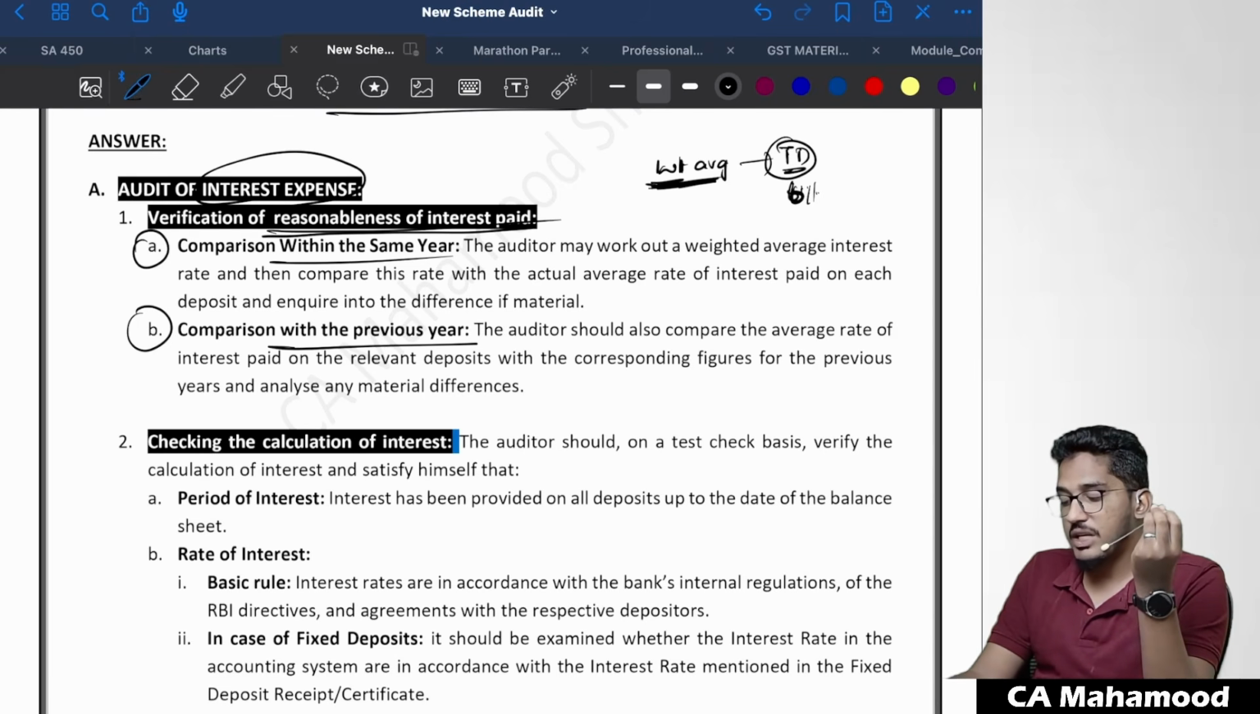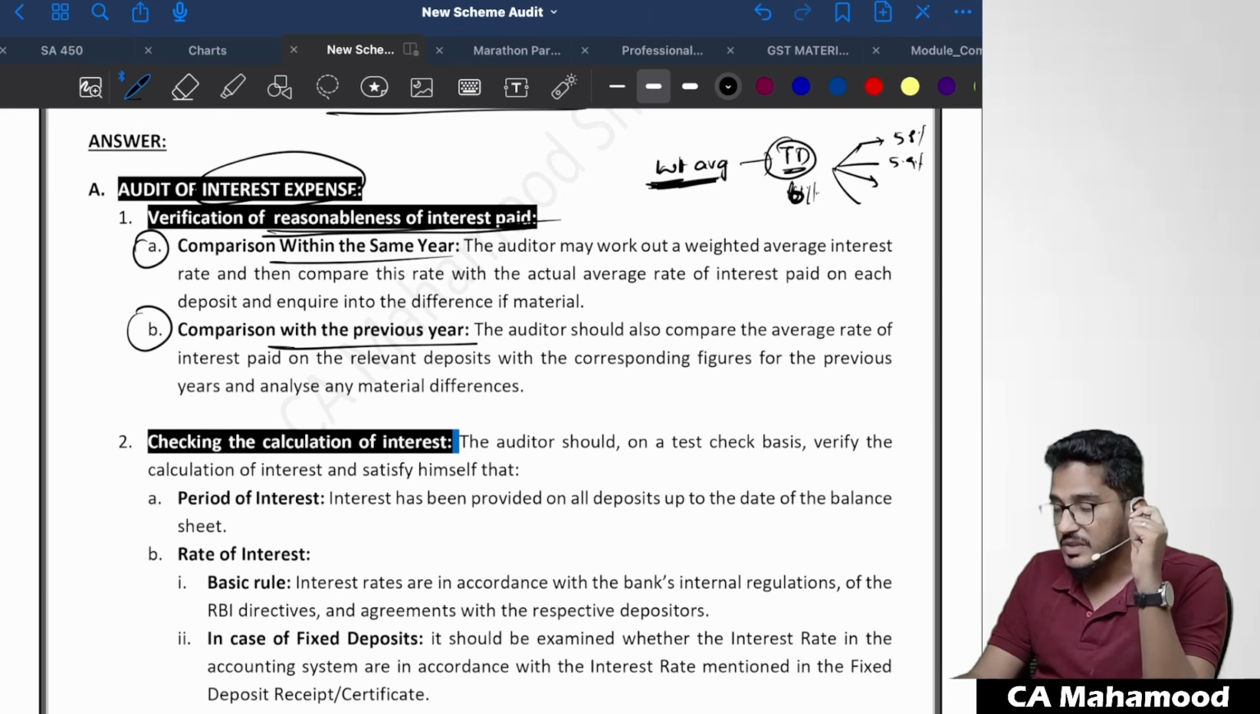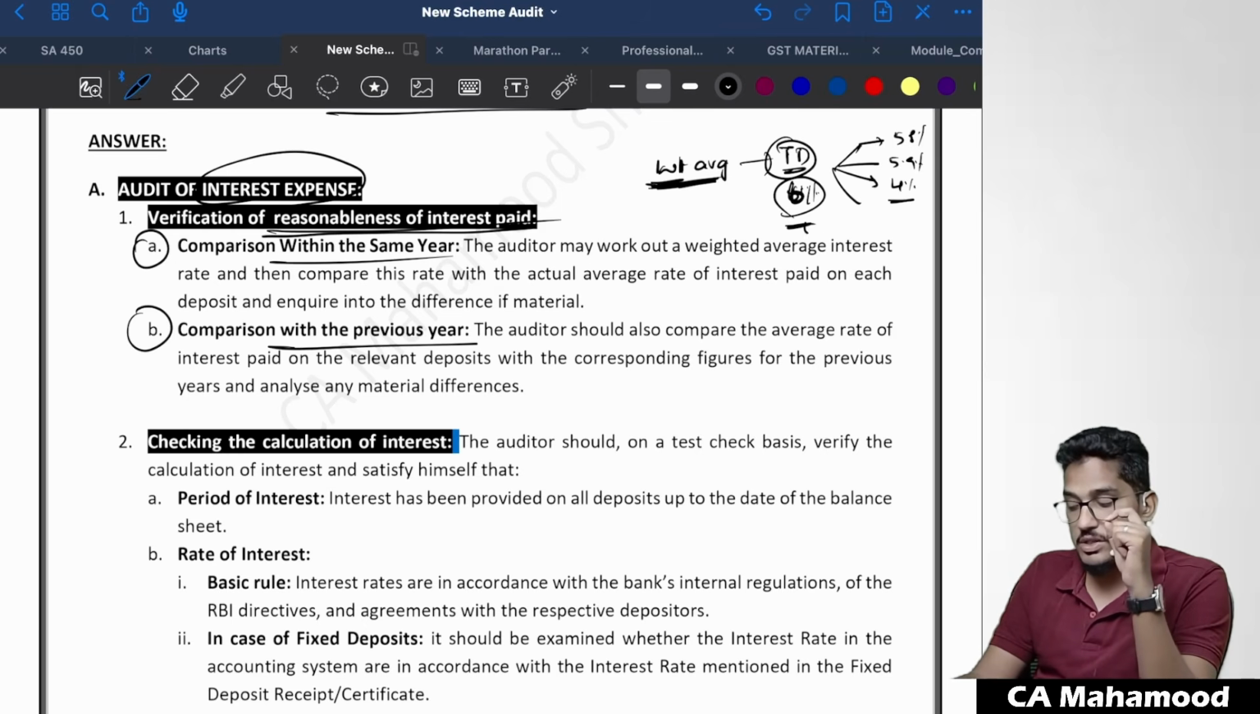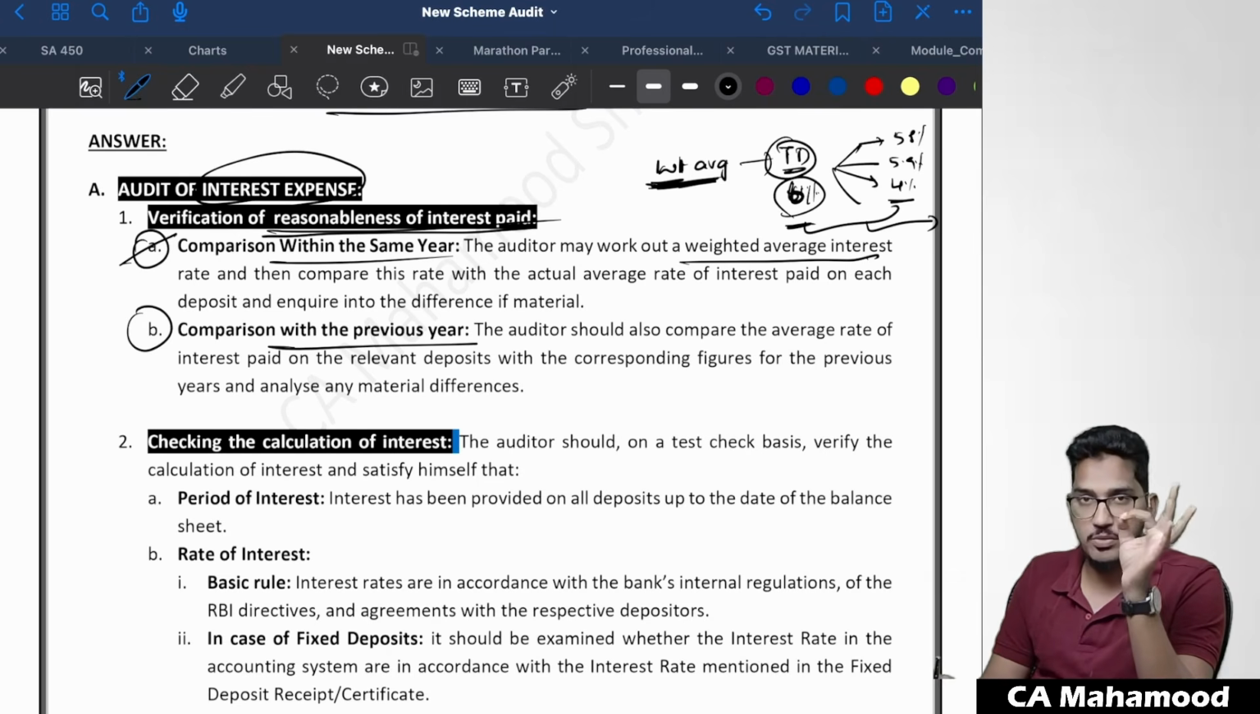Now this weighted average rate of interest should be compared with the interest rate on each and every deposit. For example, on one particular deposit, the interest rate was 5.8%. Okay, close range. For another deposit, the interest rate was 5.9%. Okay, close range. But they find that for one particular fixed deposit, the interest rate is 4%. Huge deviation. Weighted average is 6%, but you have got only 4% on one particular deposit. Since you find a huge deviation, you will try to investigate that further. So this kind of comparison you will do. You will calculate the weighted average rate of interest and then compare this rate with the actual rate of interest paid on each deposit. And if you find any deviation, you will try to inquire into it.